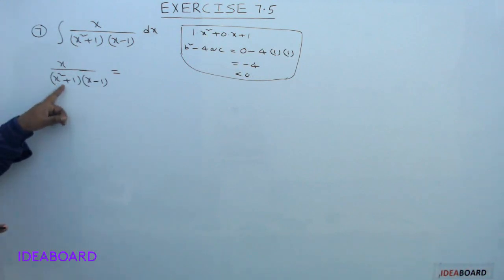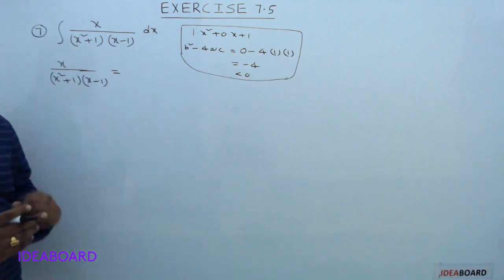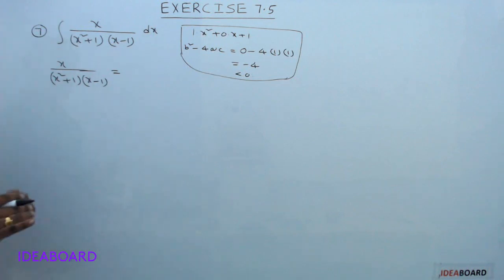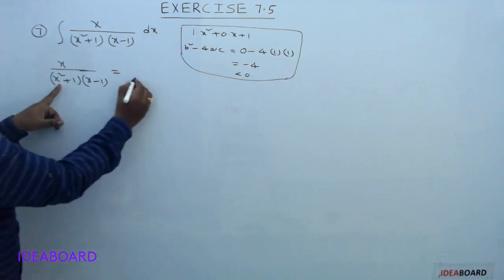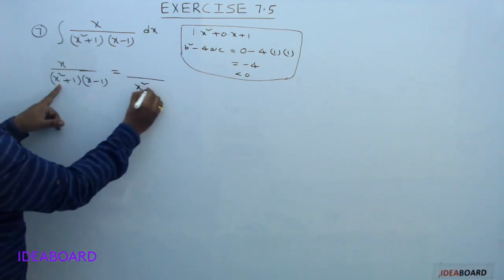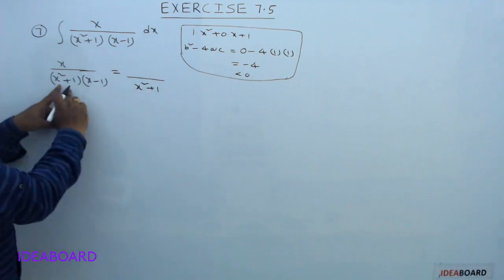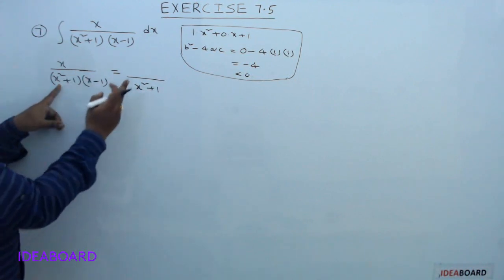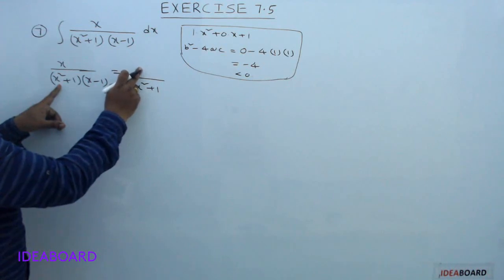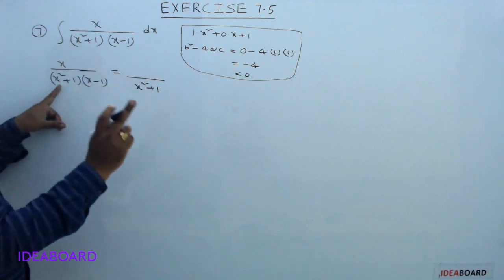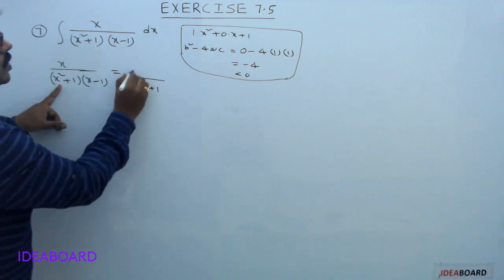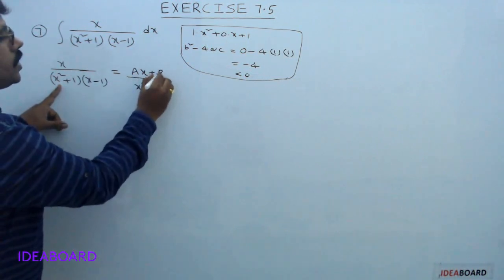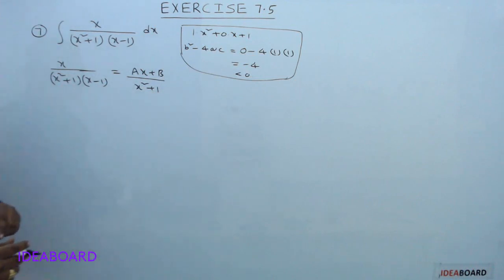Now it is called an irreducible quadratic factor, in particular a non-repeated irreducible quadratic factor. Corresponding to every non-repeated irreducible quadratic factor, there exists a linear factor in its numerator, in the form of ax plus b. So, ax plus b divided by x square plus 1.